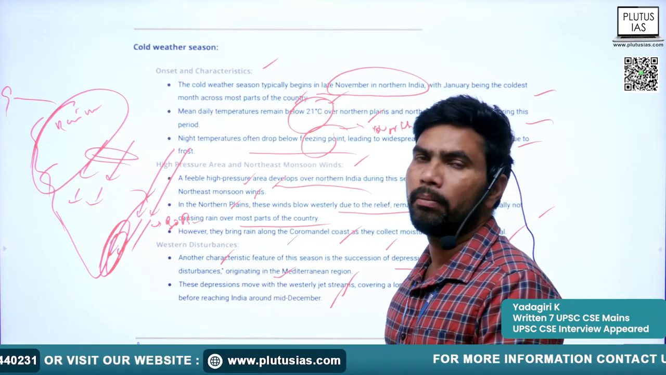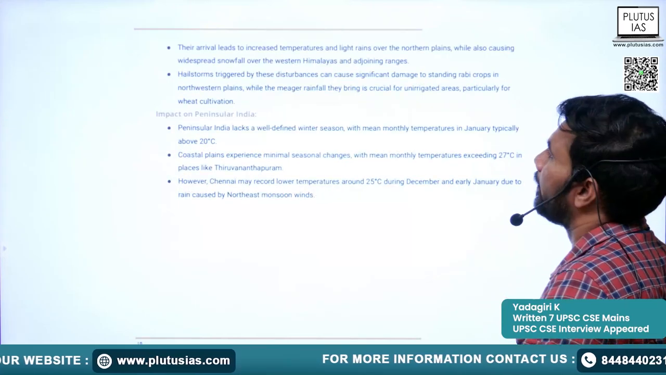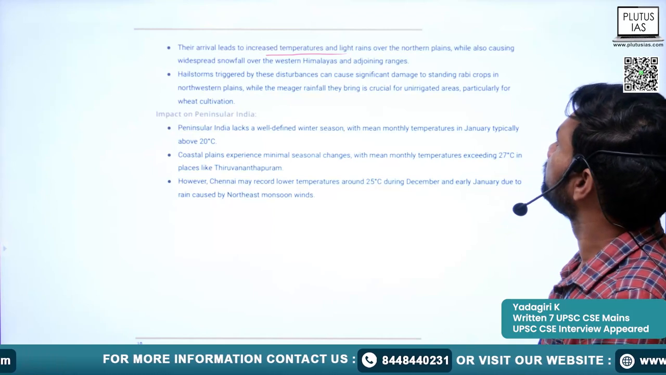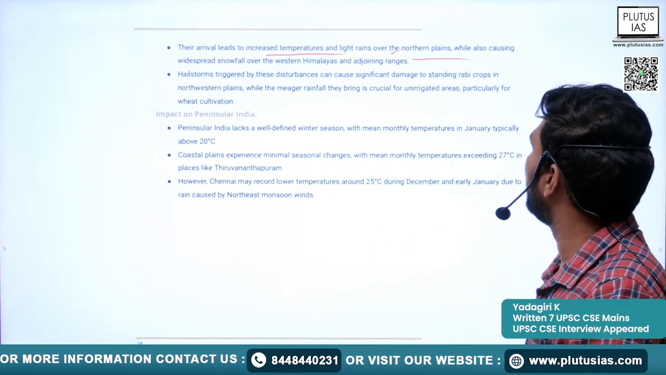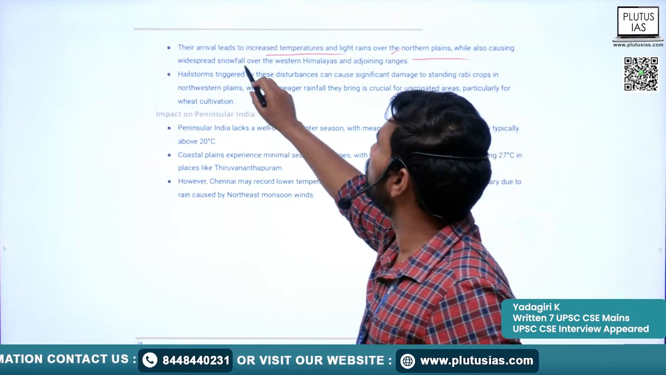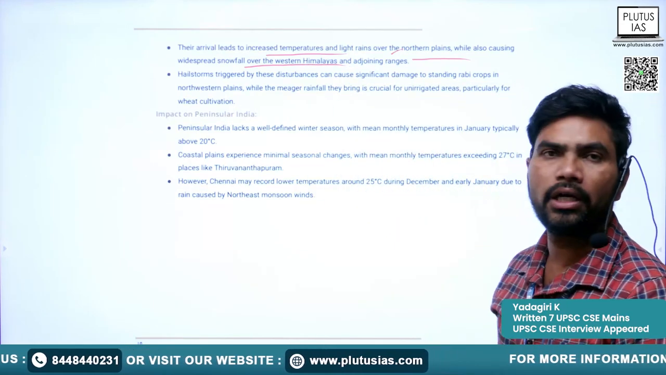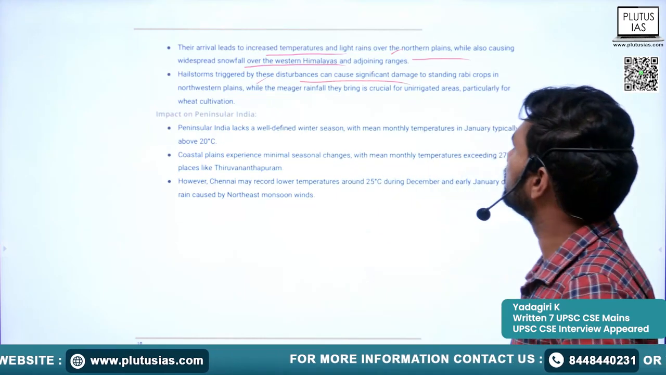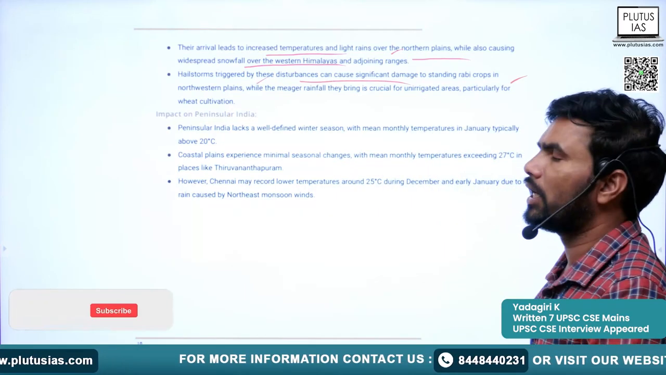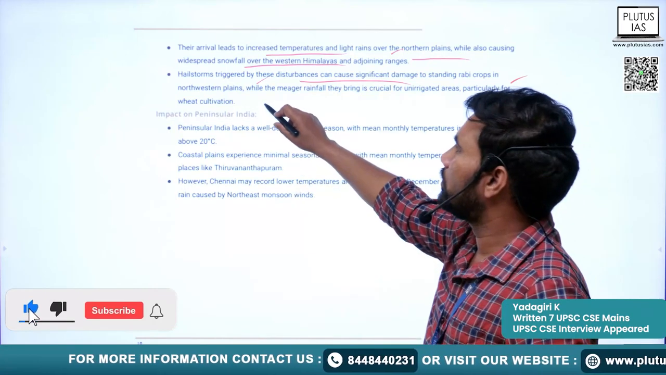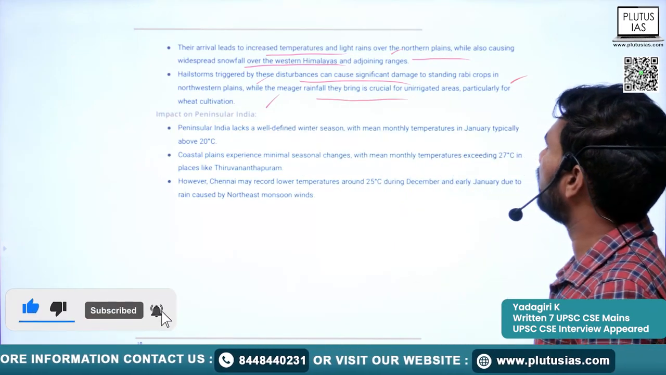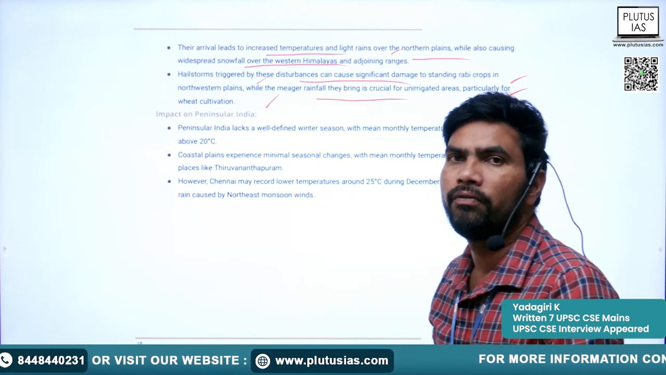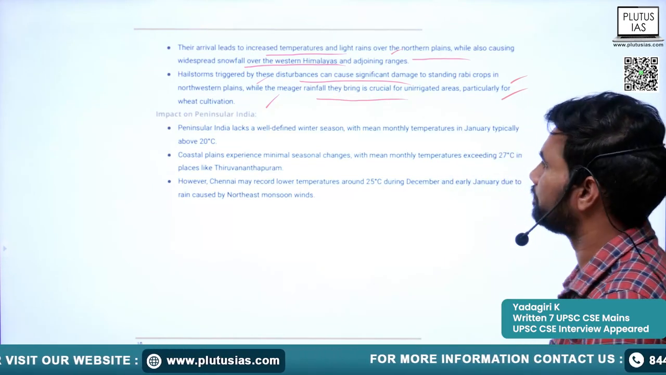India around mid-December. Their arrival leads to increased temperatures and light rains over the northern plains, while also causing widespread snowfall over the western Himalayas and adjoining regions. Hailstorms triggered by these disturbances can cause significant damage to the standing rabi crops in the northwestern plains, while the meager rainfall they bring is crucial for unirrigated areas, particularly for wheat cultivation.